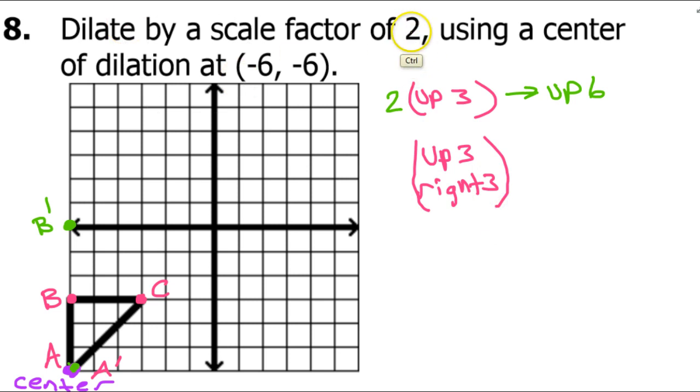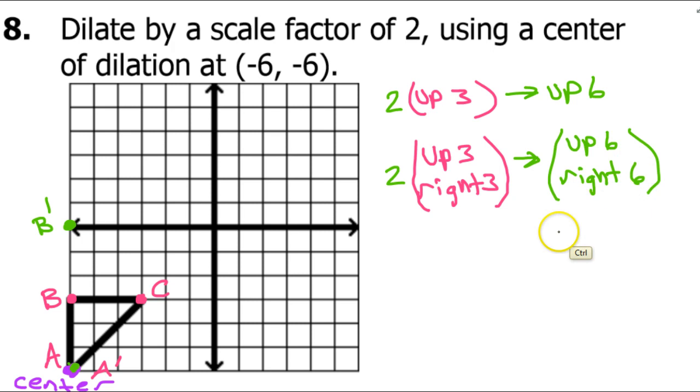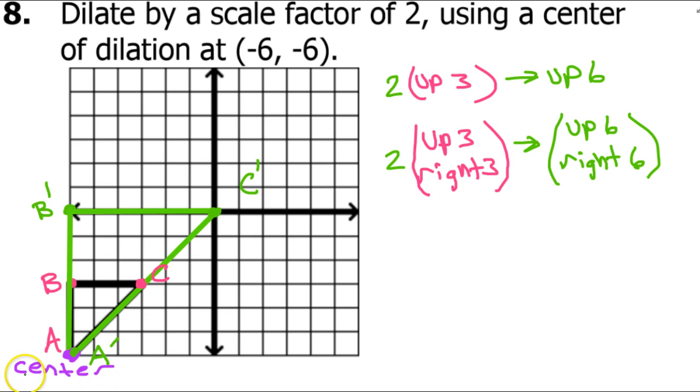But we are doing a dilation, scale factor 2. So I need to multiply all this by 2, which means that in reality I'm going to go up 6 and right 6. And that will be my image. So from the center, if I go up 6 and then right 6, that's going to put me right here. So this will be the image C prime. And now I'm just going to connect the dots. So this is what the image would look like after the dilation.